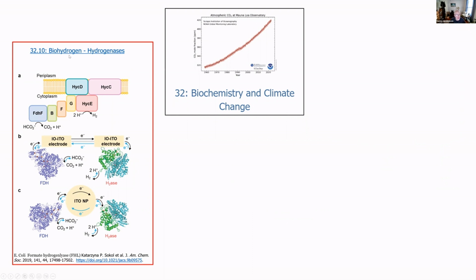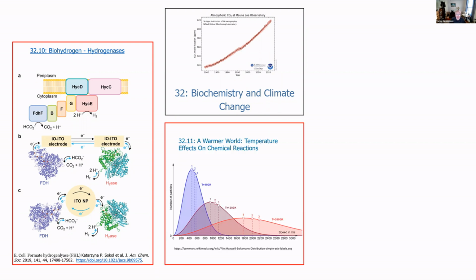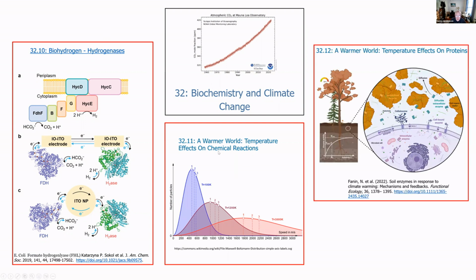So for instance, there's a chapter on biohydrogen, hydrogenases, which really are applied chapter sections based on what students learn in earlier sections. There are 2 sections that directly have to do with temperature. So what effect does temperature have on chemical reactions? Now, all students have studied this in intro chemistry, certainly physical chemistry, but this summarizes the basics of what we know and applies it to biological reactions. And then finally, temperature effects on proteins, which are obviously hugely important in a warming world.